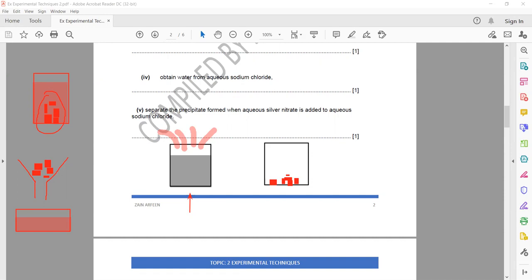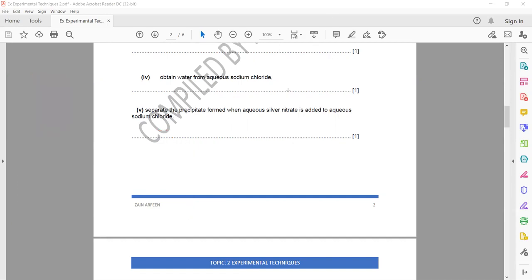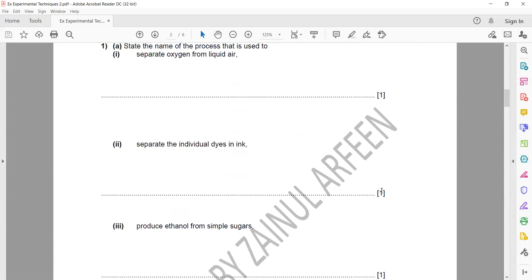Yes, sir. Sir, if the dyes are already separated, and if we do chromatography once again, will that impact the results or something?